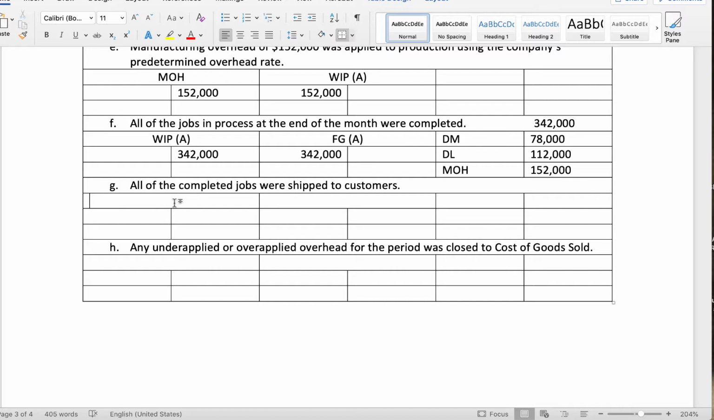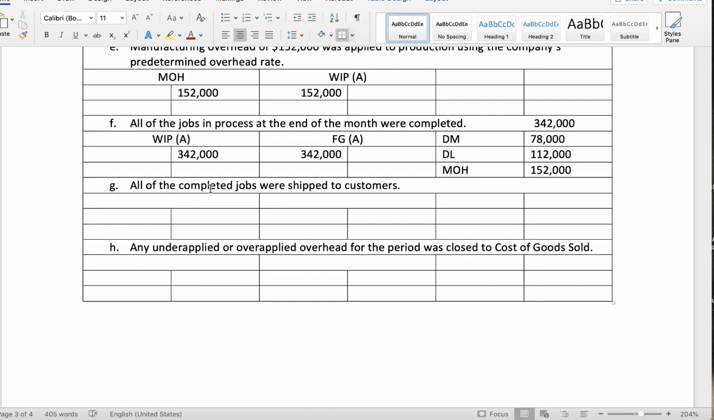Those costs need to leave the balance sheet and they need to show up on the income statement. It's really important that you understand: we're taking an asset, finished goods, and we're now recognizing the expense. Those finished goods, that cost, leaves the balance sheet and shows up on the income statement as cost of goods sold. Those are the two accounts we need.